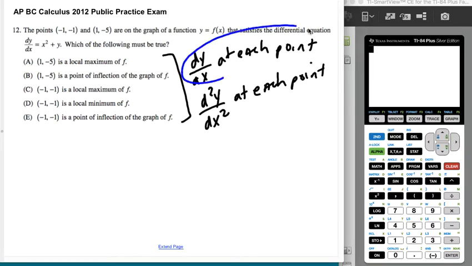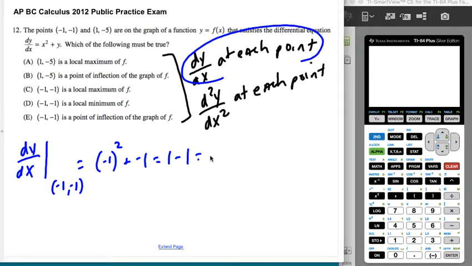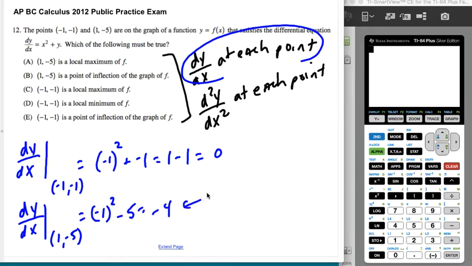I already have dy/dx, so let's go ahead and do that first. So dy/dx evaluated at (-1, -1) is going to be (-1) squared plus (-1), which is 1 minus 1, that's 0. Okay? dy/dx evaluated at (1, -5) is going to be (-1) squared minus 5, so that's -4. Okay, so this is not an extremum, right? This is not a max or a min. So you can cross off any answers that involve a max or min at (1, -5), right?